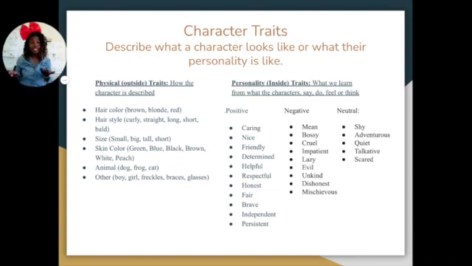Some examples of positive character traits are caring, nice, friendly, determined, helpful, respectful, honest, fair, brave, independent, persistent. Persistent means you keep going and you don't give up. Some examples of negative traits are mean, bossy, cruel, impatient, lazy, evil, unkind, dishonest, or mischievous. And then the neutral traits: shy, adventurous, quiet, talkative, scared.